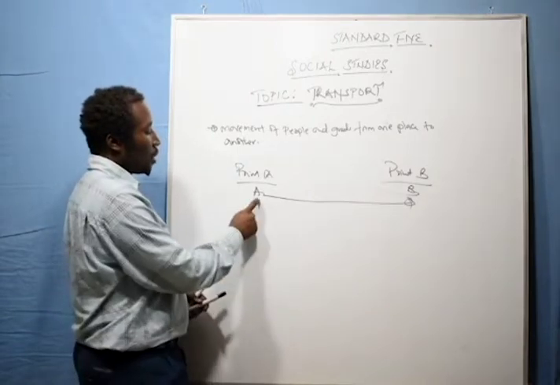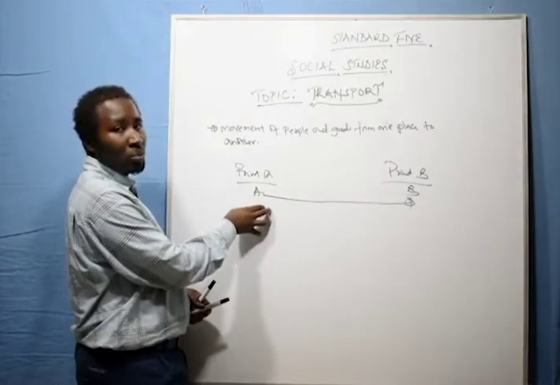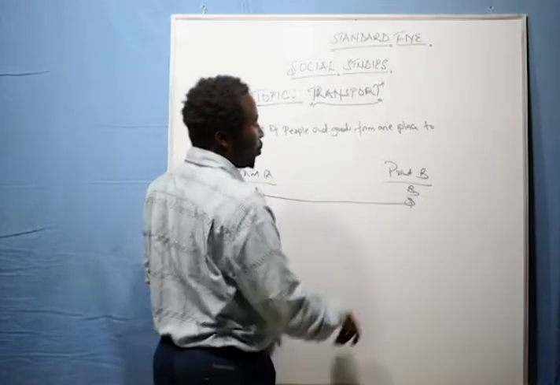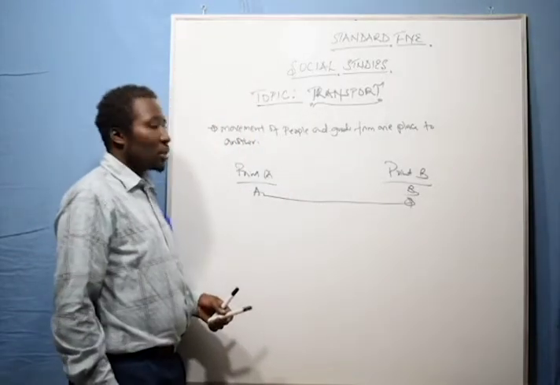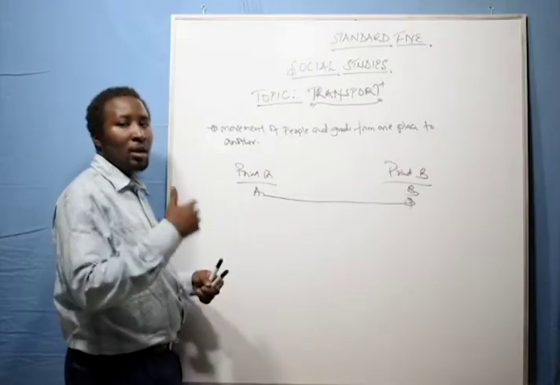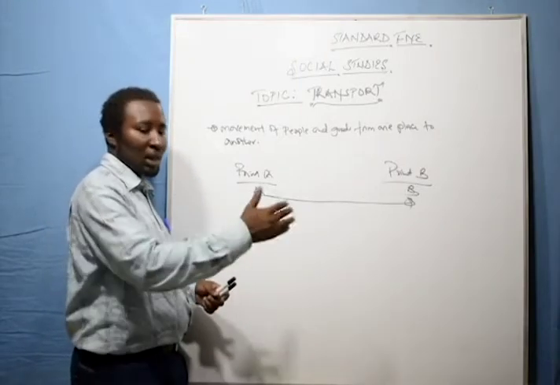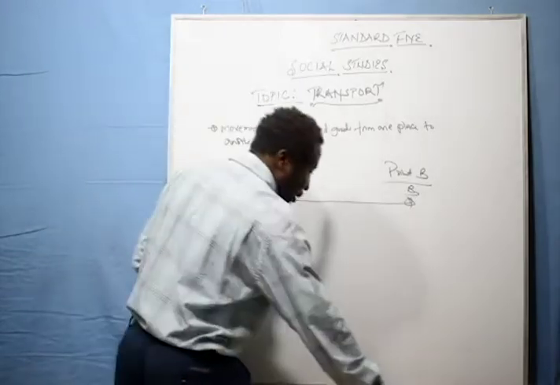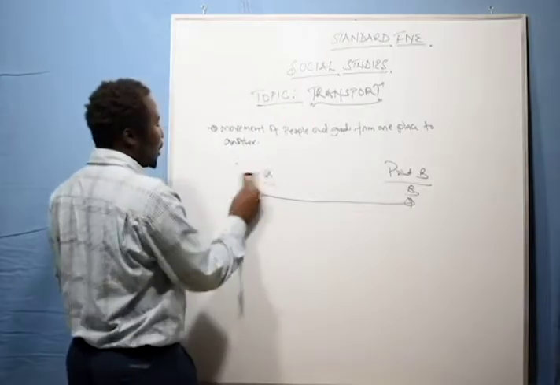Movement of goods or even people. Movement of people or goods from one place to another. That is what we call transport. Moving of goods from one place, people moving from one place to another. That is what we call transport. So that is what we mean by transport.